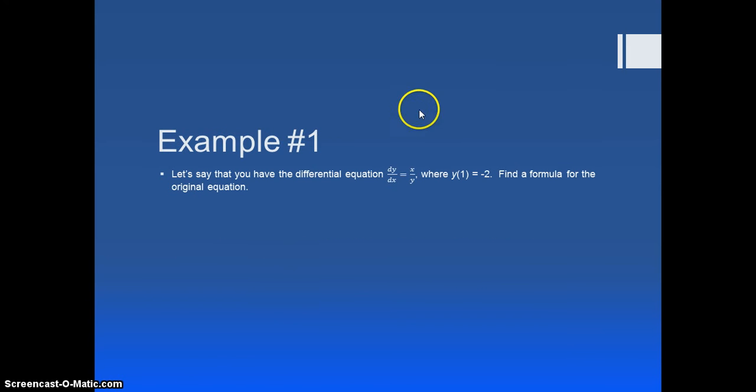Here's an example. So let's say you have this differential equation dy/dx is equal to x over y, where y of 1 is equal to negative 2. Find a formula for the original equation.